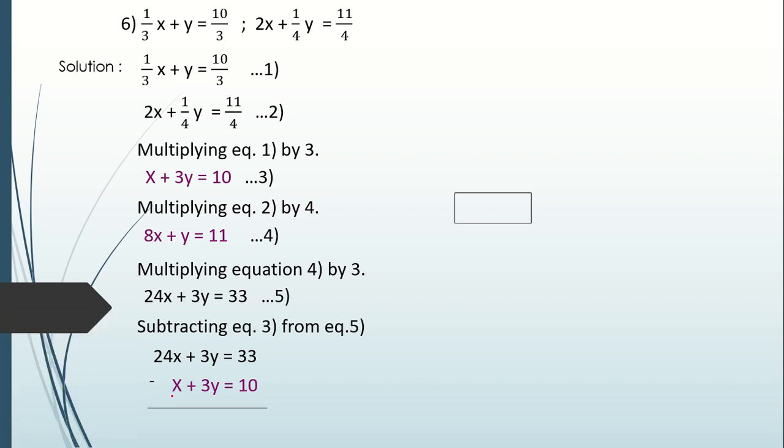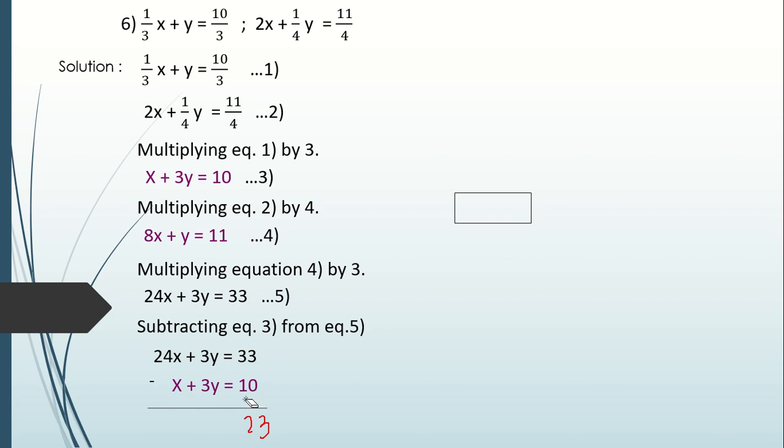When you subtract, the signs change. This becomes minus, this will become minus, this will become minus. So 3y will get cut. 24x minus x will become 23x is equal to 33 minus 10, which is 23. Okay, this is what I was trying to say.